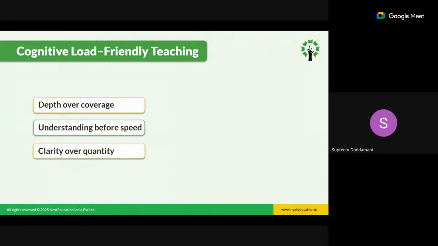We don't need to rush. I know many of the teachers will be rushing because they are supposed to complete the syllabus. So they will just rush. We don't want that. Let the student understand. Until the student understands, we don't have to move to the next part of the topic. Let them understand, then we'll move. So this is understanding before speed.